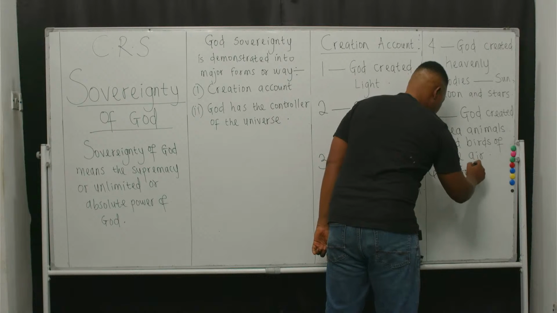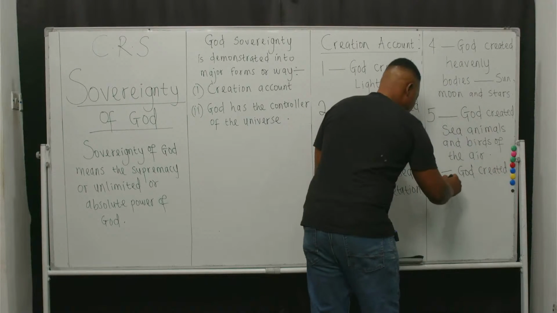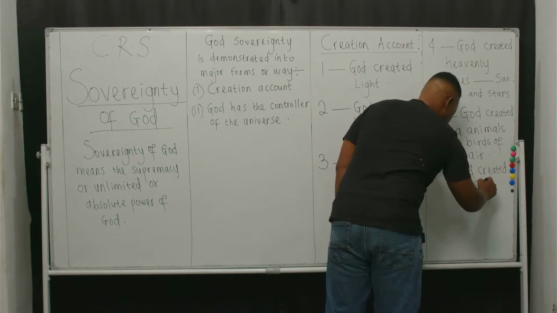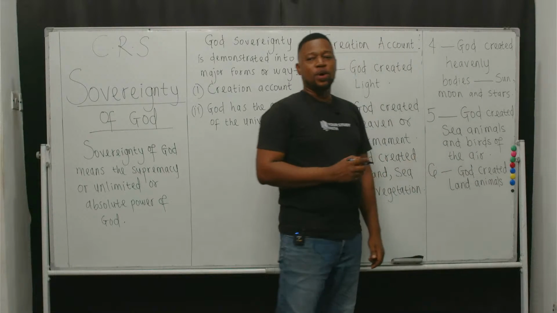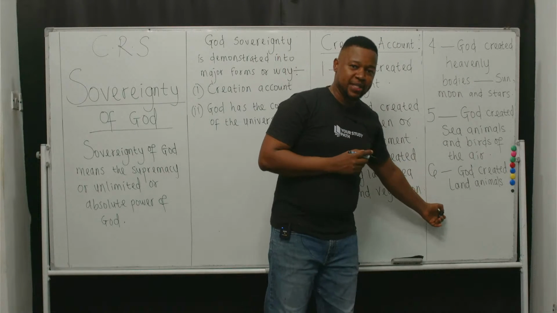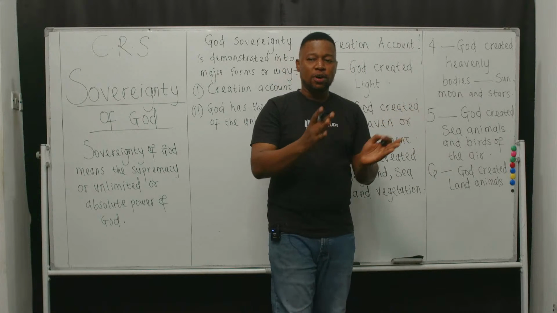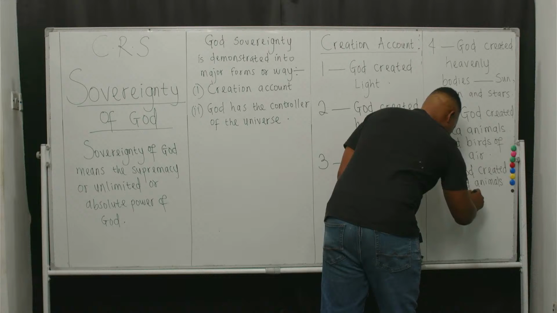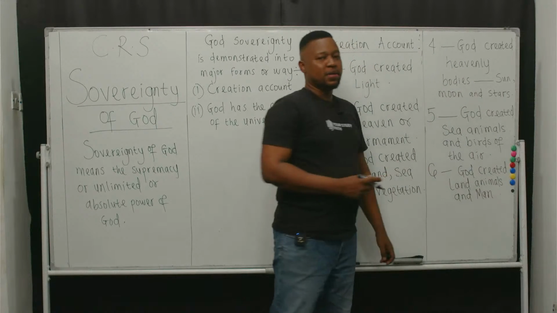Okay. For the sixth day, God created land animals. Land animals. In some textbooks, you see beast of the land. Okay. It is animals that live on the land. And man. That's what this is.